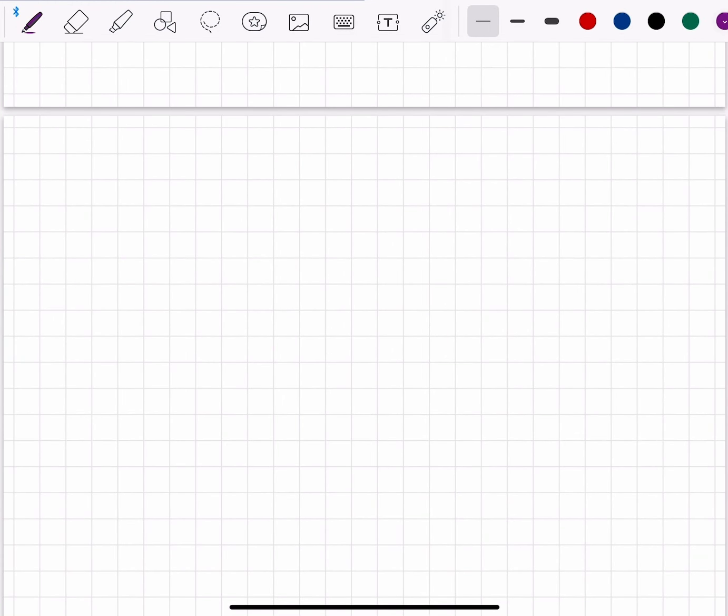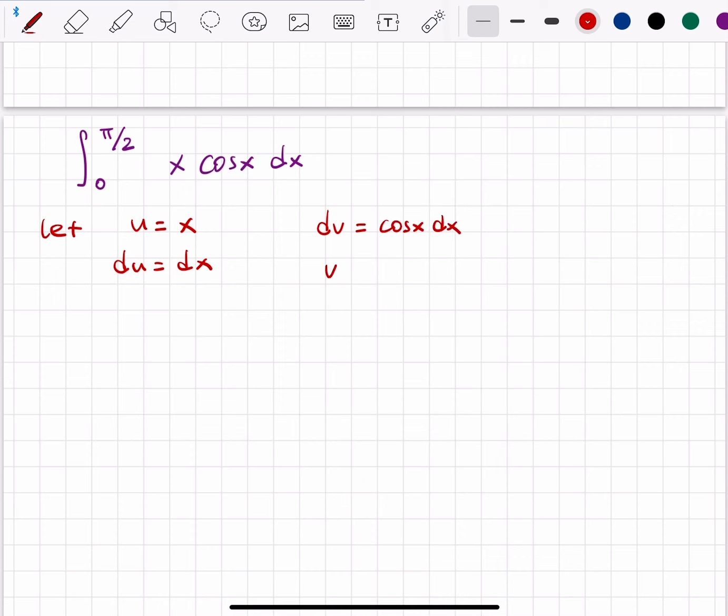Now let's try one more example. Definite integral, evaluate from 0 to pi over 2 of x cosine of x dx. So first, let's use integration by parts. Let u equal x, du is equal to dx. dv is equal to cosine of x dx. Then v is equal to sine of x.